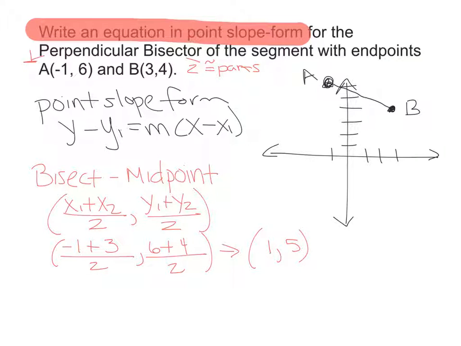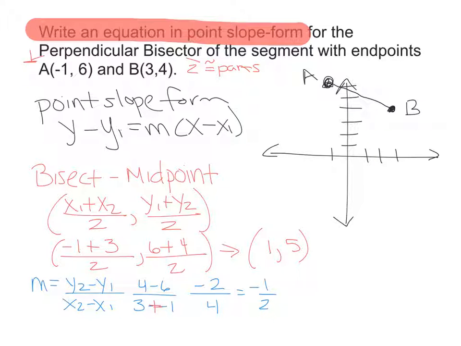Okay, so now we need to find the slope of these 2 points. So I'm going to use the slope formula, y2 minus y1 all over x2 minus x1. I'm going to plug in my values, so 4 minus 6 all over 3 minus -1, which is really 3 plus 1. 4 minus 6 is -2, over 3 plus 1 is 4, and that simplifies to -1/2.